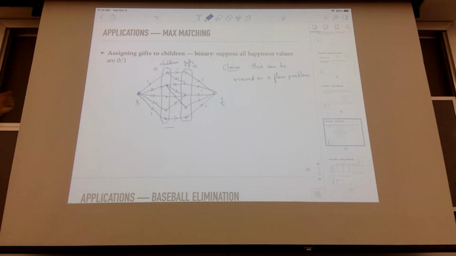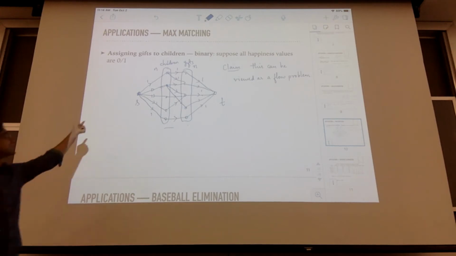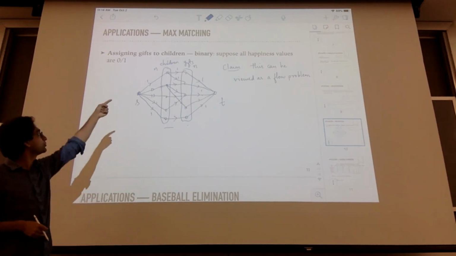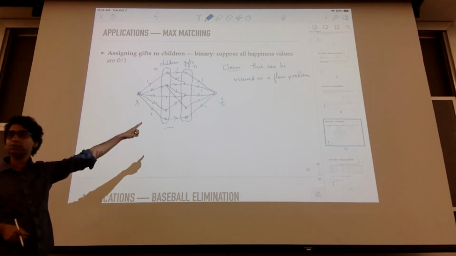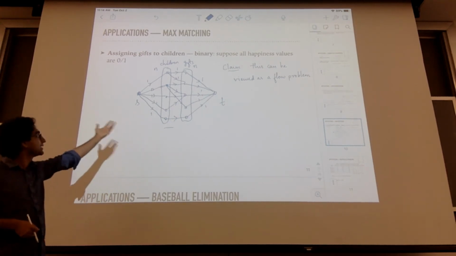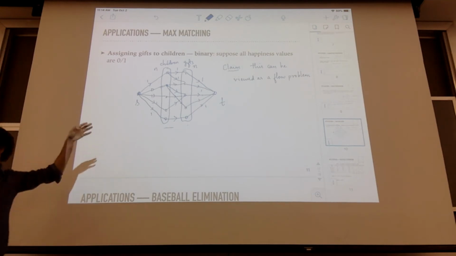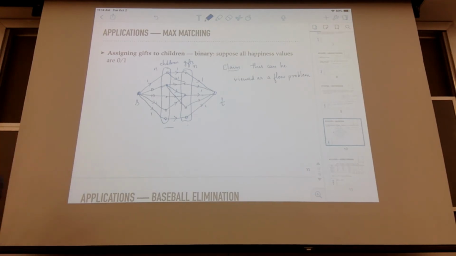Okay, so what he's observing is that there's a bunch of very simple observations you should make. The first one is, any flow path must have exactly 3 edges. It must go to a child, must go to a gift, must go to the sink. And the reason is that there's no backward edges or anything, so there's nothing more complicated that could go on. So every path just has 3 edges. This is observation 0: every flow path has 3 edges.